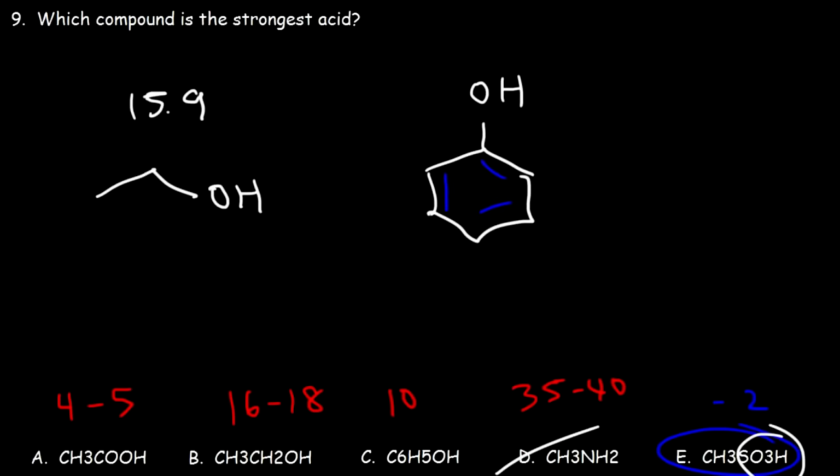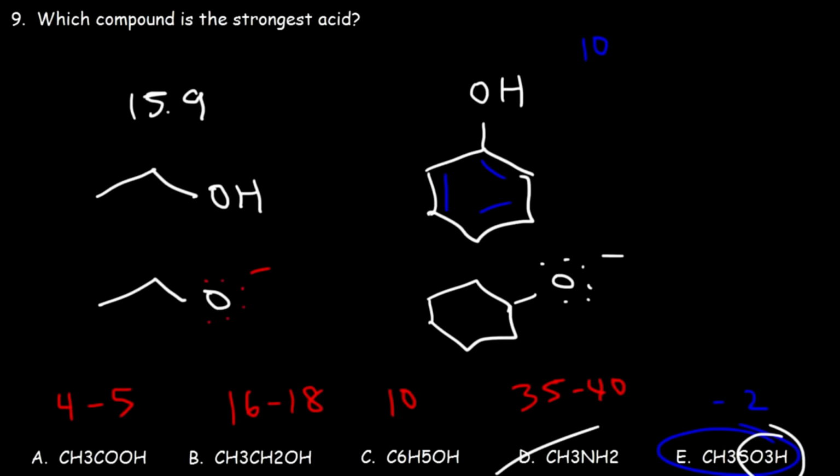So why is phenol much more acidic than ethanol? The answer has to do with the stabilization of the conjugate base. The more stable the conjugate base is, the more acidic the conjugate acid will be. So that's the conjugate base of ethanol, known as ethoxide. And this is going to be the conjugate base of phenol, which is phenoxide.